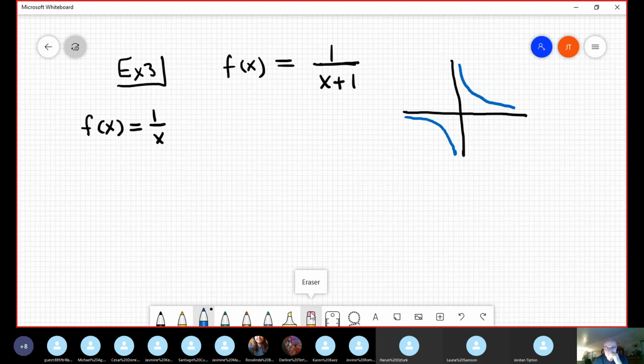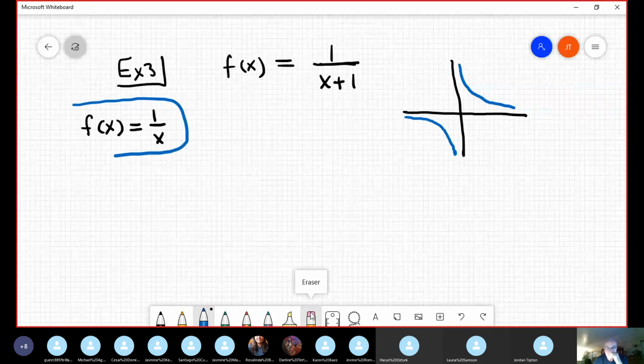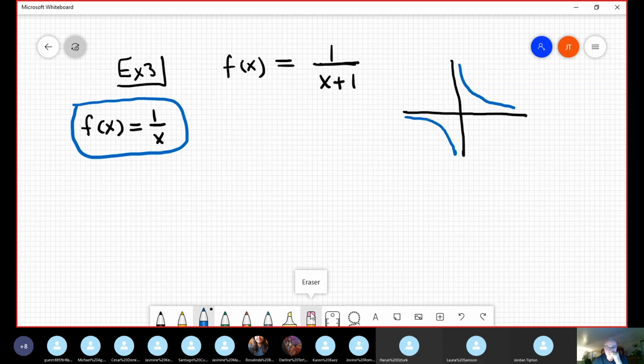This is the graph of this. Okay, the basic. However, we have transformation. In this case, the transformation that we have is x plus 1. What kind of transformation do you suppose we have on that function? Is plus 1 a vertical shift or horizontal shift, and in what direction?